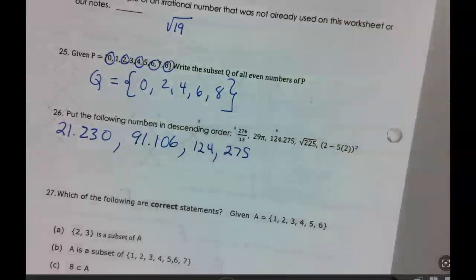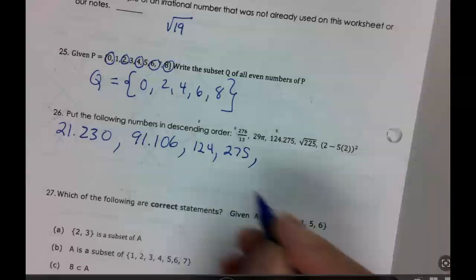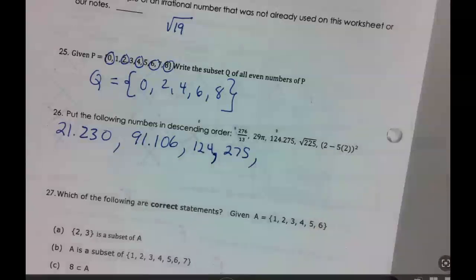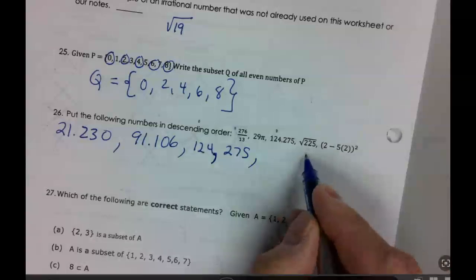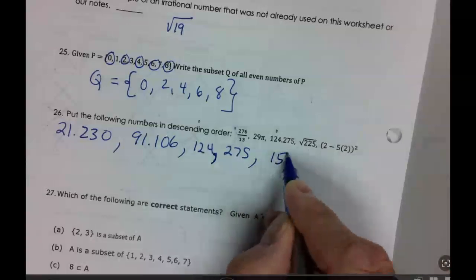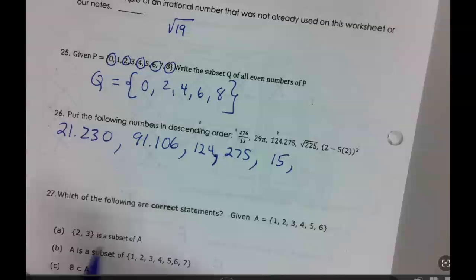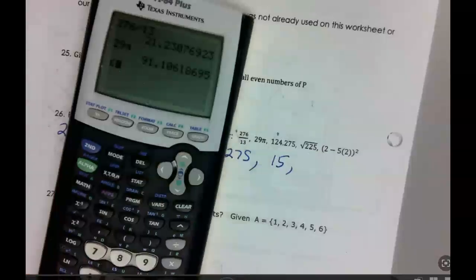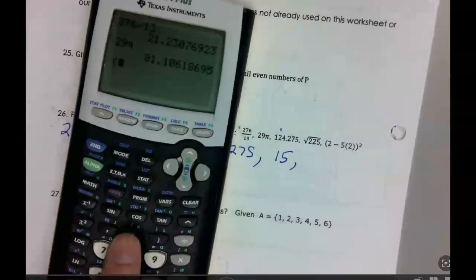Correct? Yeah. And then the square root of 225 is a perfect square. It should be 15, right? 225 is a perfect square. And then this one here, I'm going to put parentheses. You guys see where parentheses are on your calculator?